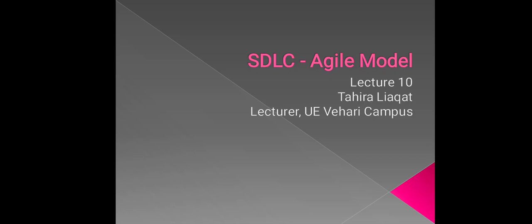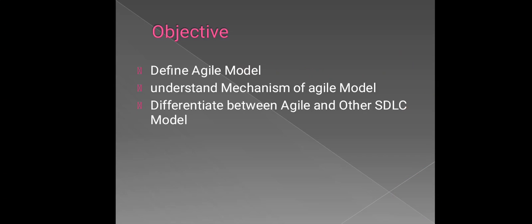Basically, we are discussing a series of SDLC models. We discussed various traditional models like waterfall model, spiral model, V model, Big Bang model, and so on. There are certain more models which are different from the traditional ones. The model which we are going to discuss today is called the Agile Model.